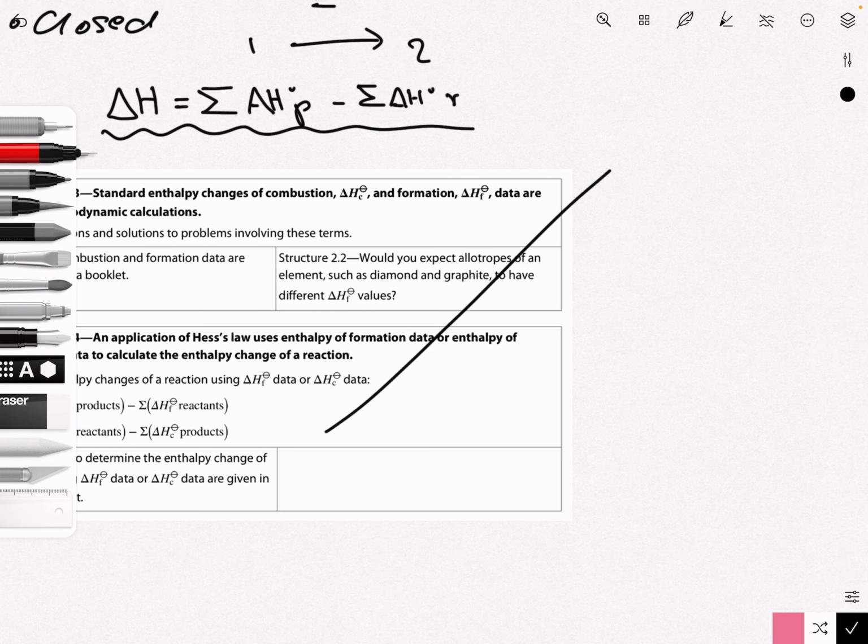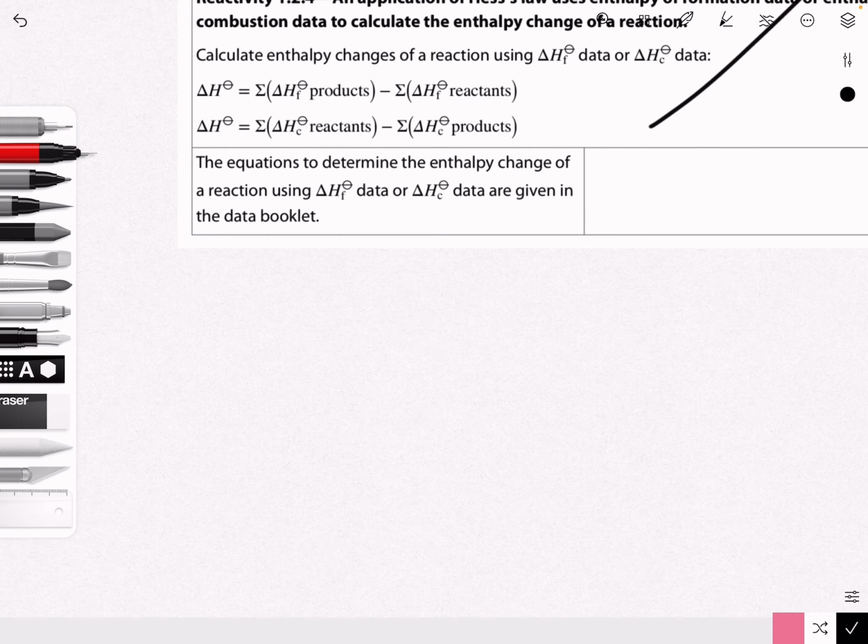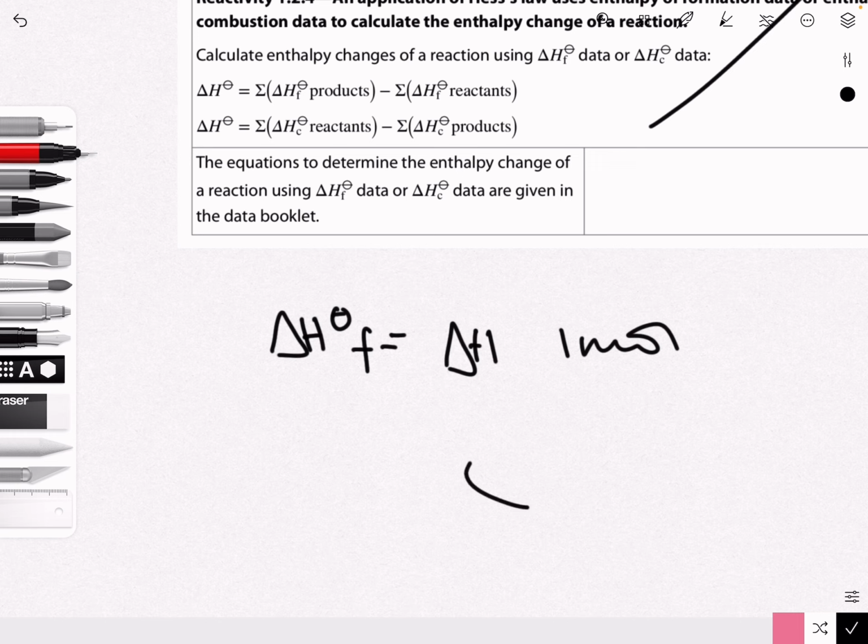And let's do that right under our square. So the standard enthalpy change of formation is the change in enthalpy when 1 mole of product is produced from elements in standard states and conditions. And these will be 298 Kelvin and 10 to the power of 5 pascals.